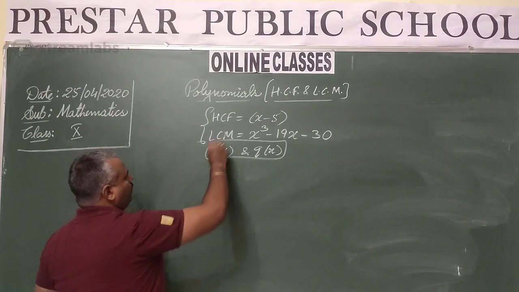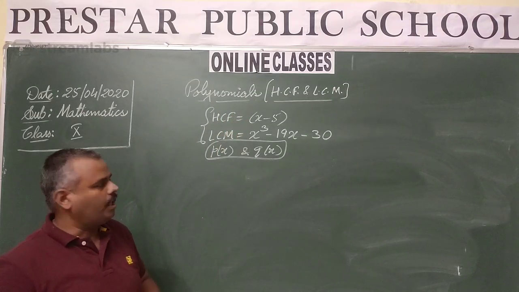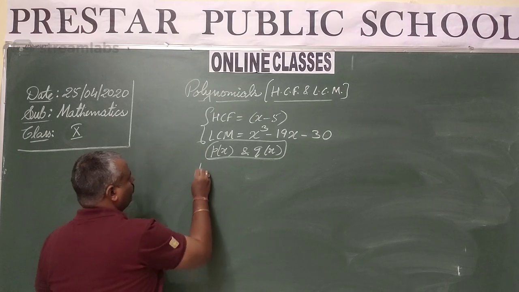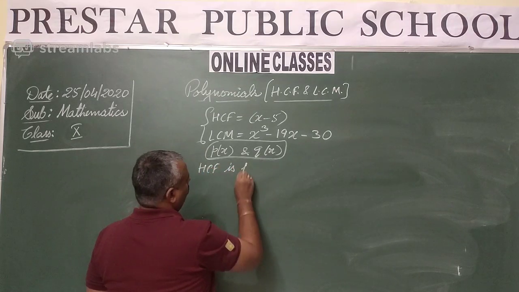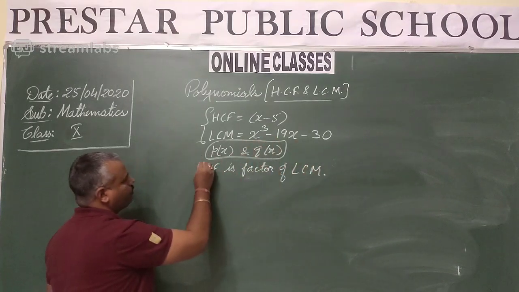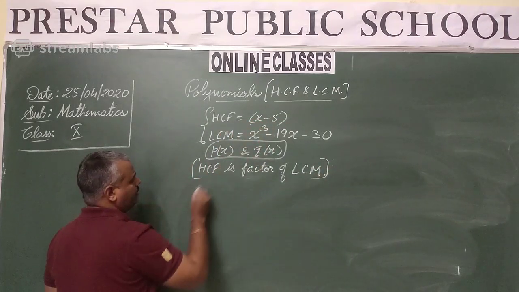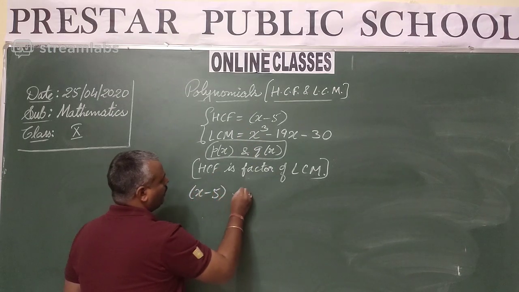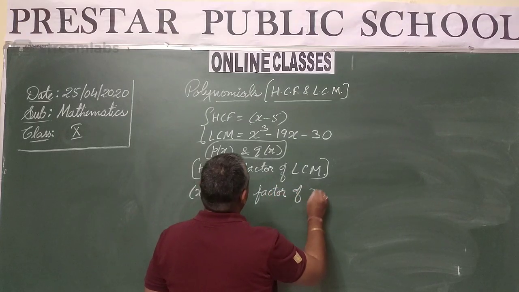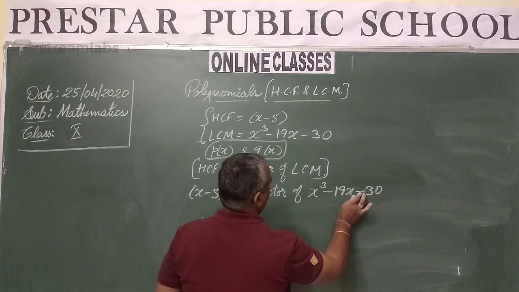So what we do is, we are given the HCF and LCM, and we know that HCF is always a factor of LCM. Always it will be possible. So here we are given the two, HCF and LCM. So we will say that x minus 5 is a factor of x cubed minus 19x minus 30.